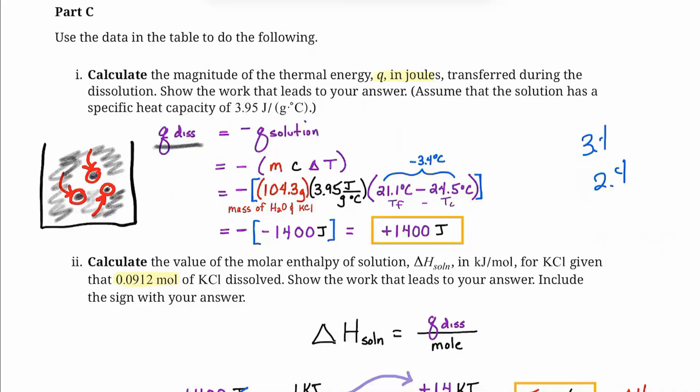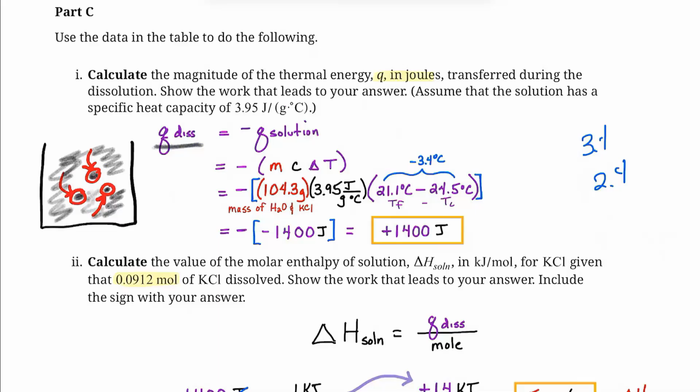And by the way, I'm using two sig figs here only because when I subtract the 24.5 from the 21.1, I get 3.4, and that's the rule. You round off to the least number of decimal places, and now I have two sig figs, and it's the least number throughout. Please remember your units to remind yourself what they're asking for. They wanted joules here. Okay, so that is part C-I.